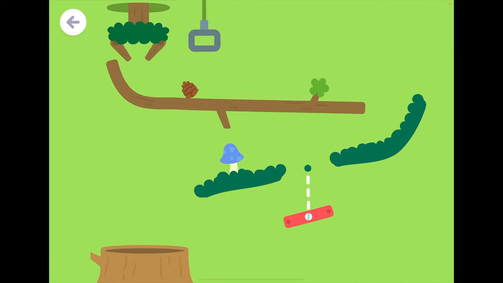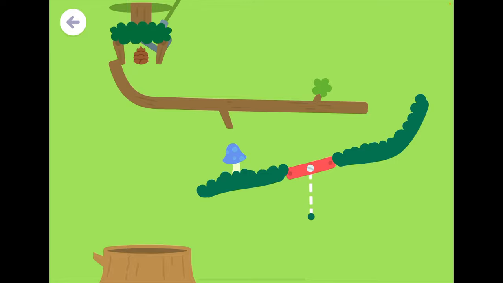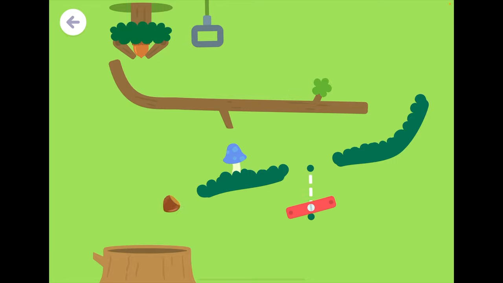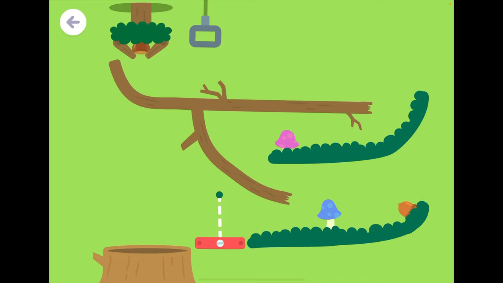Oh my goodness. What in the world? What are we supposed to do here? Oh, I see. Okay. Oh, that was funny. Okay, I don't understand what we're supposed to do. Oh, I see. We just had to go to the next screen is all. So that we make sure the acorn goes into the log.